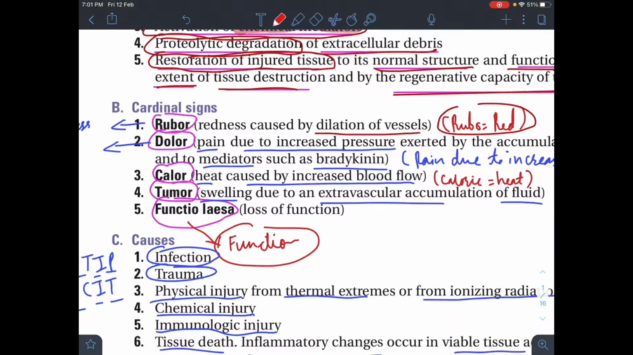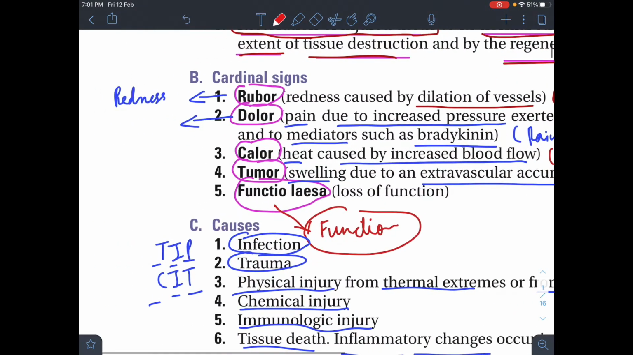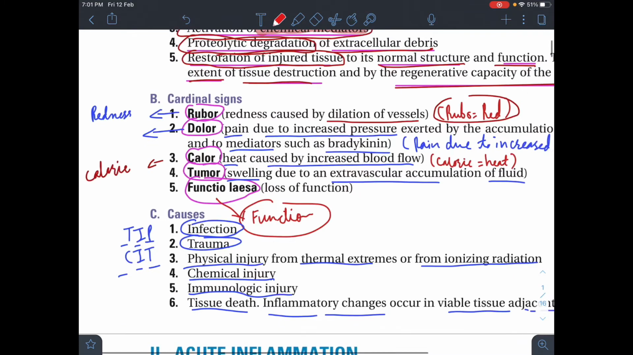Calor comes from calorie. Calorie means heat, caused by increased blood flow. Then there's tumor, swelling due to an extravascular accumulation of fluid. Then there is functio laesa, loss of function. So it's Latin, I guess.